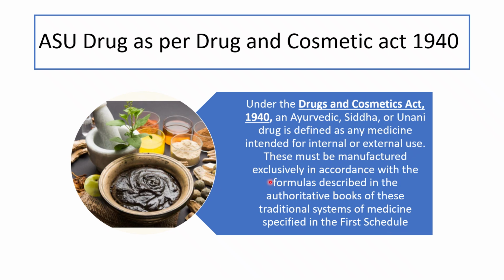So if we are making any preparation as per the formula given in those books, we can say that these are ASU drugs. Whatever formula we need to follow, we follow as per the authoritative book and its preparation procedure. If we are preparing any Ayurvedic, Siddha or Unani formulation as per the formula and the procedure given in the book, then we can say the preparation is an ASU preparation. So this is the definition of the ASU drug under the Drug and Cosmetic Act.